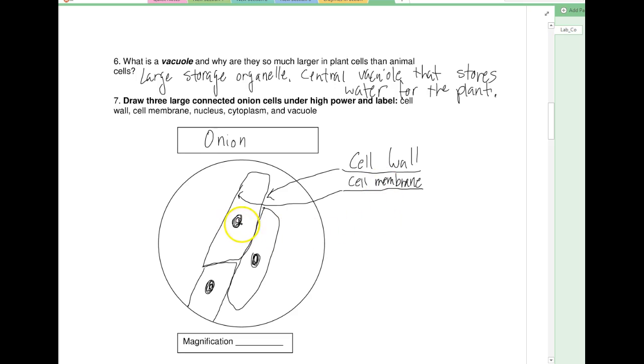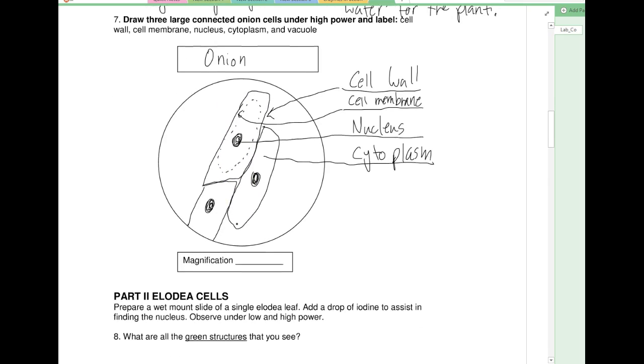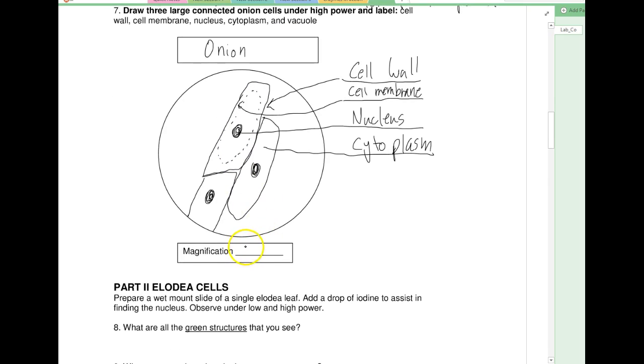The nucleus was this guy right here. The cytoplasm was the stuff in the middle. You couldn't really see the vacuole. It wasn't really visible. But if it was anywhere, it would have been in the center. It would have been there, but you couldn't really see it.